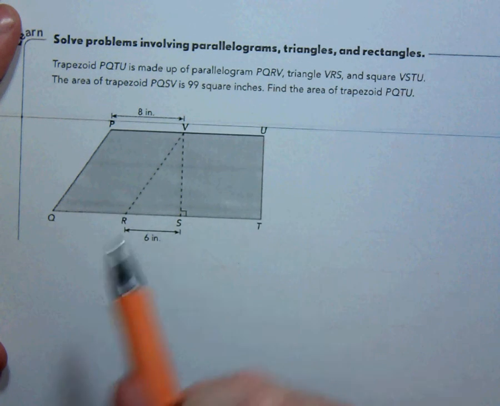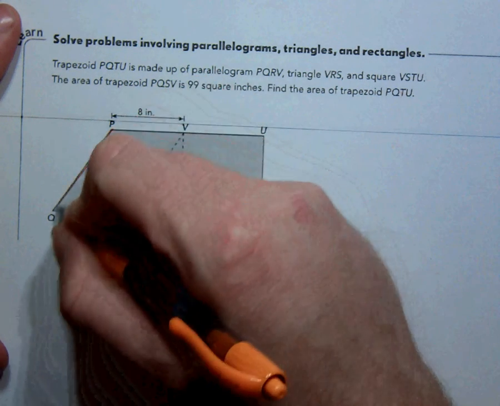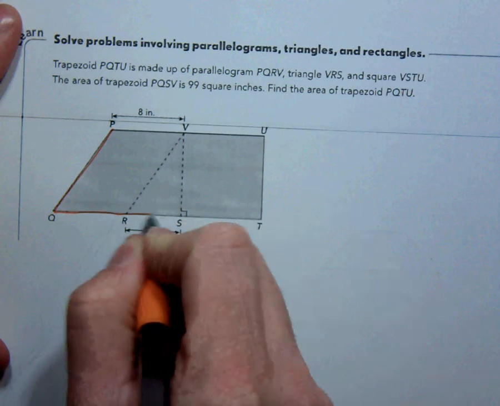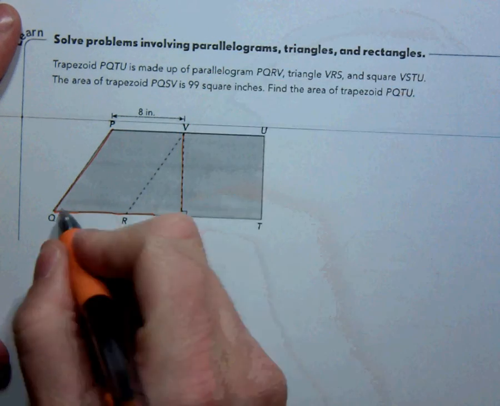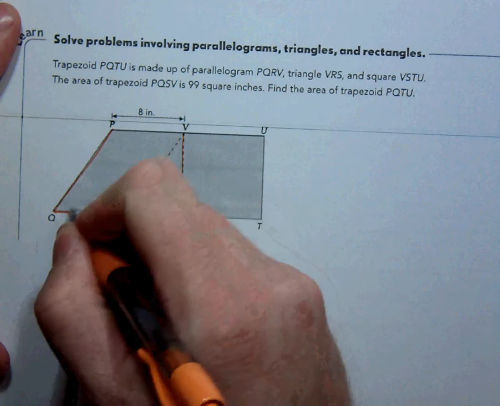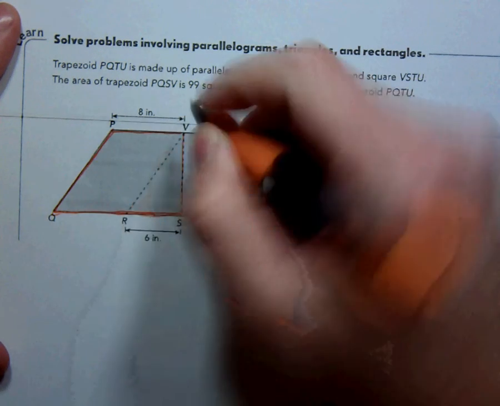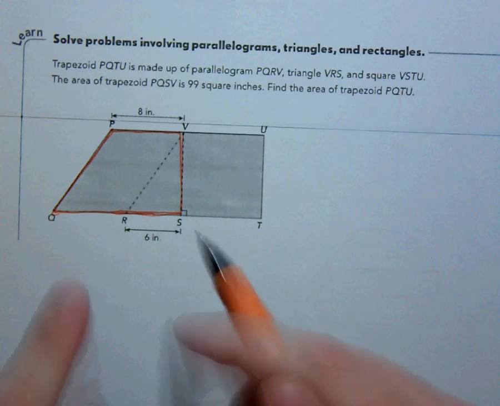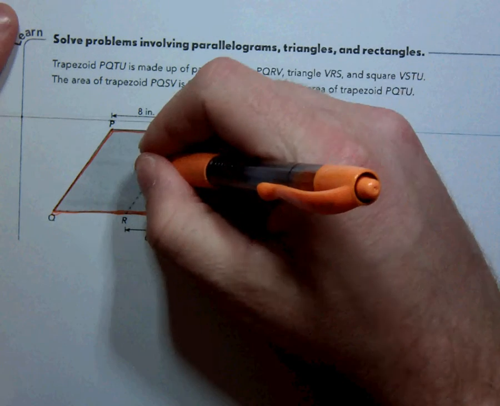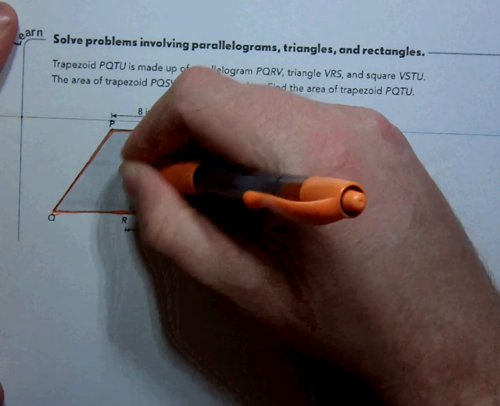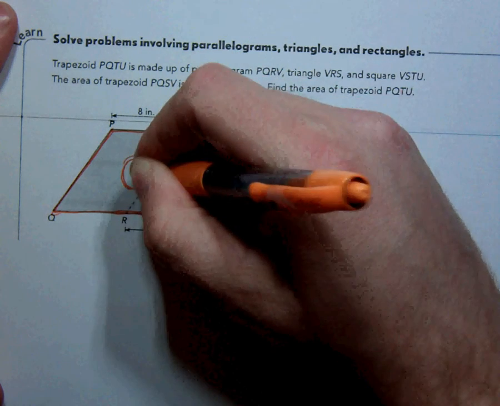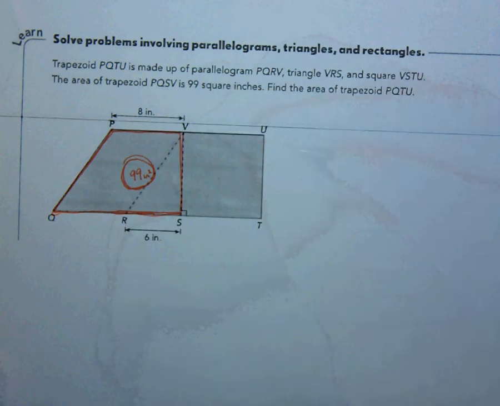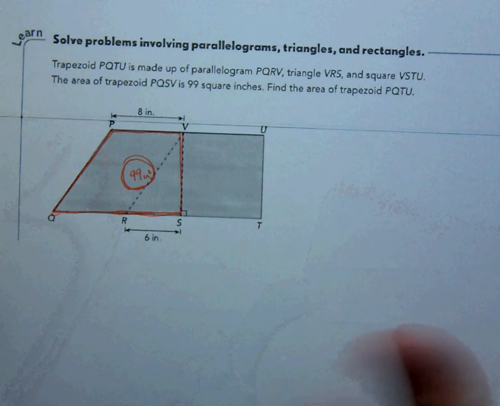The area of trapezoid PQSV, so I think this is the first part that trips people up. PQSV, it's not asking about the whole thing, it's asking about the small one, is 99. So I'm going to put a big circle in the middle of this. That is 99 inches squared. Find the area of trapezoid PQTU, the whole thing. So we know that part, we want to find the whole.